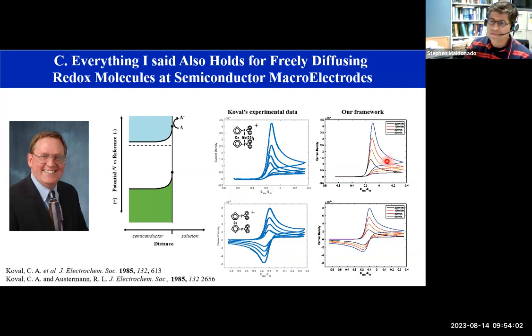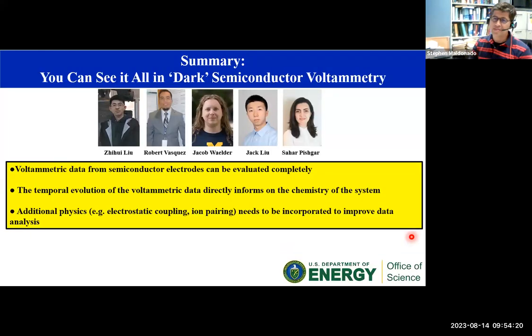So our models of his experimental data are shown here on these right plots, where we can capture the qualitative features of these otherwise very funny looking voltammograms at different scan rates. And hopefully we can report that soon. Okay, I'll just summarize and say that we think there is a way now to understand the meaning of the voltammograms with semiconductors collected in the dark. And everything I've told you is, I think, the best way to do that.